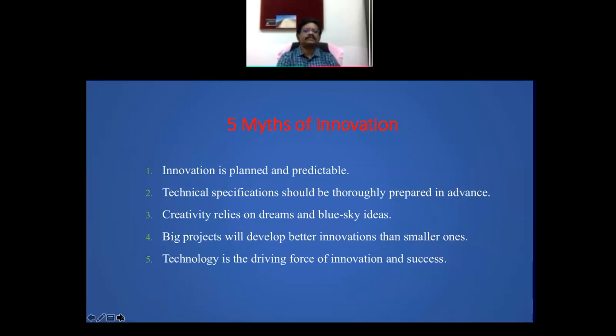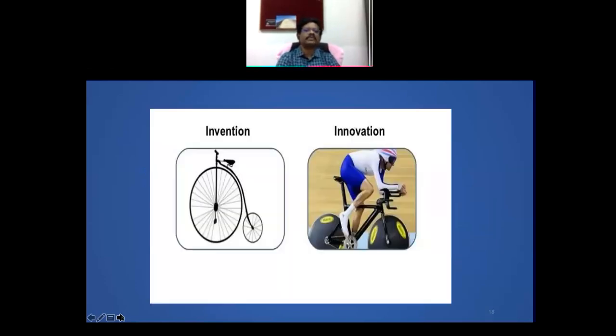Of course, there are some apprehensions about innovation: whether innovation is planned and predictable, or spontaneous, or whether technology is required for innovation. Many myths are there. Innovation requires a situation. When you think through the situation, you will get the innovation, and you will find new ways.